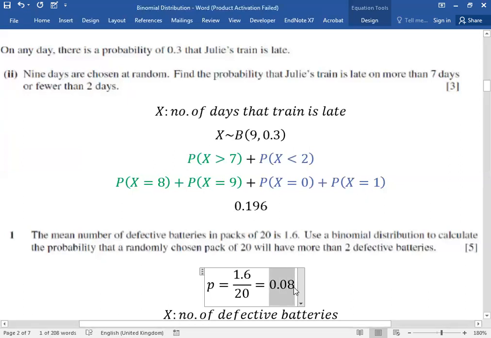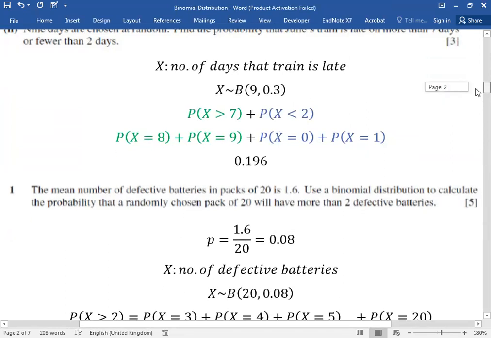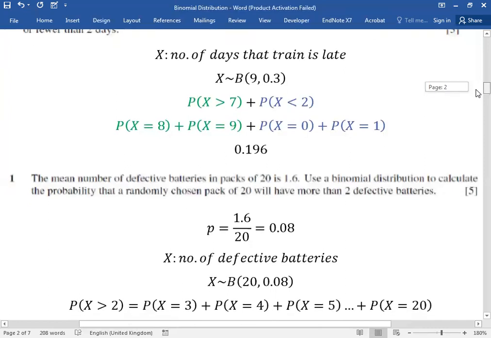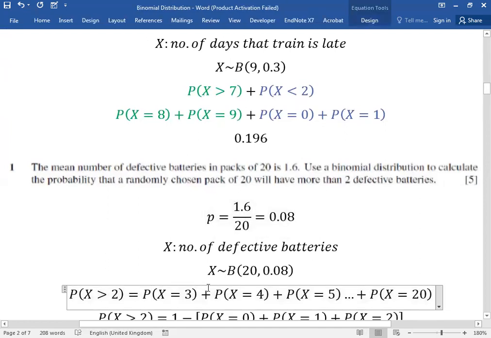How many trials are we doing? Yes, absolutely. We can use the formula for average, which is np. We have the mean which is 1.6, n is 20. Find p. It's the same thing. You can do it with logic as well, or you can use the formula. Now, how many trials are we doing? 20. And what is expected of us? We should find the probability that, where X is the number of defective batteries, greater than 2 batteries are defective. So greater than 2 would mean X can take the values 3, 4, 5, 6 and up till 20.